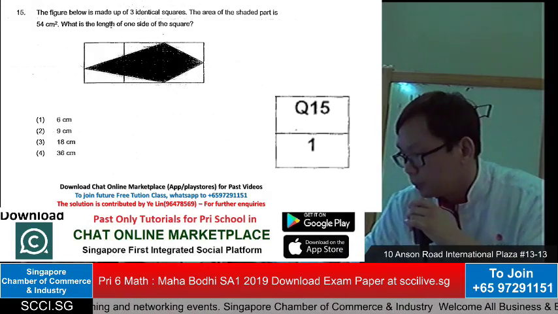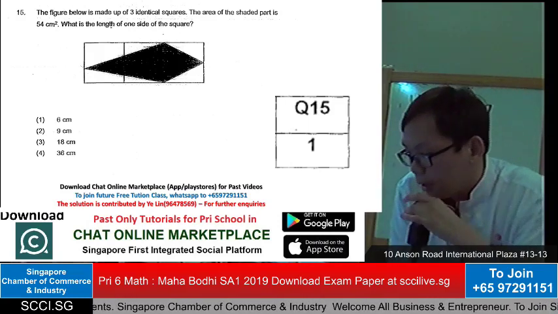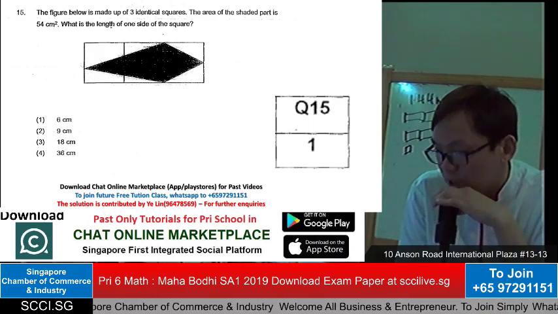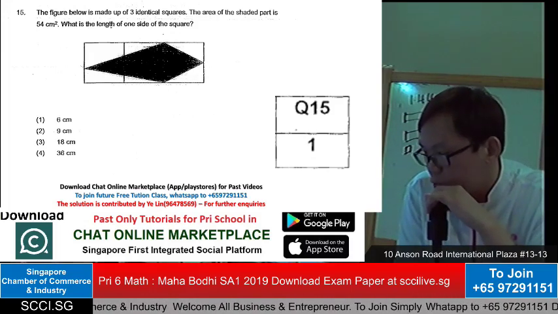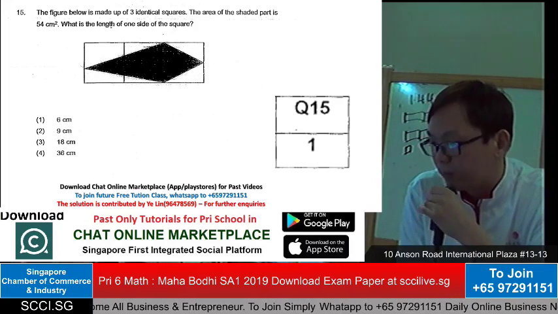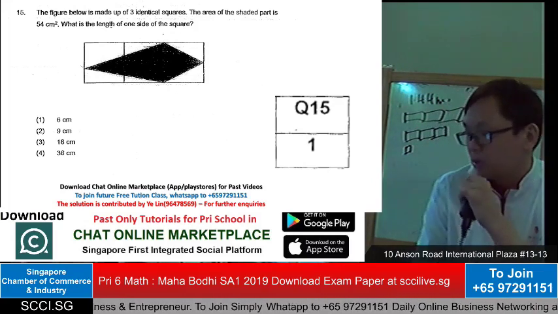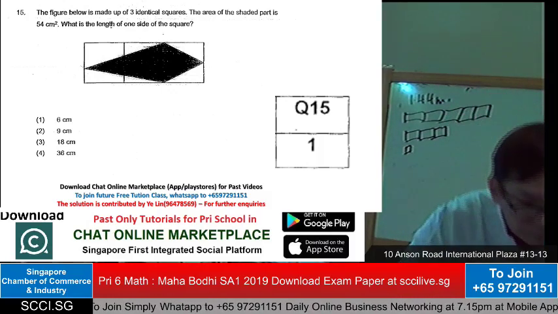The figure below is made out of 3 identical squares. The area of the shaded part is 54 cm². What's the length of one side? The answer is 1. Take note, they are all 3 identical squares. We work out this sum and provide the answer. After that it is 6 cm. Next.